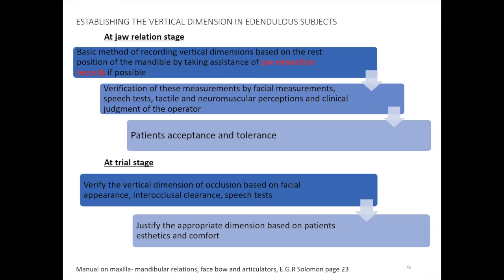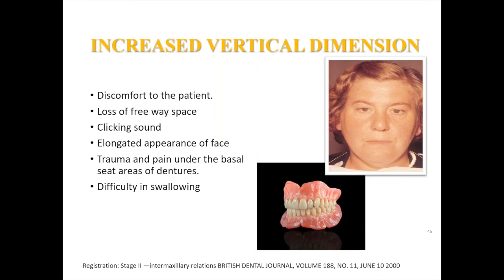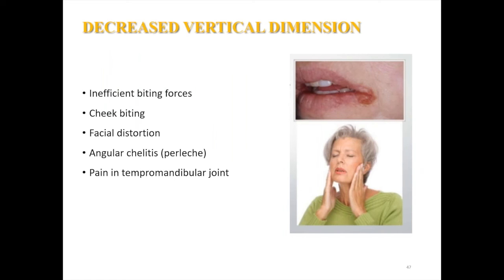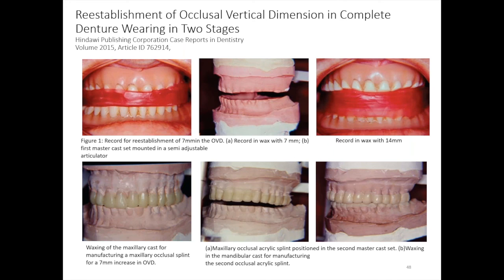In case of increased vertical dimension, there will be discomfort to the patient, loss of freeway space, clicking sound, elongated appearance of the face, trauma and pain under the basal seat areas of dentures, and difficulty in swallowing. In case of decreased vertical dimension, there will be inefficient biting forces, cheek biting, facial distortion, angular cheilitis, and pain in the temporomandibular joint. Coming to this article on re-establishment of vertical dimension of occlusion in denture wearing patients in 2 stages.